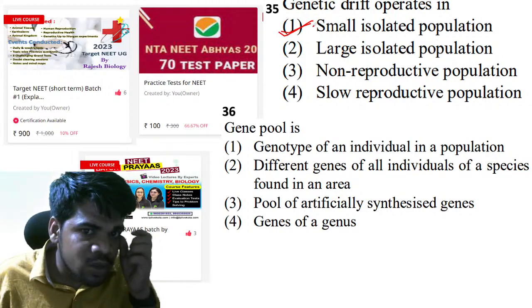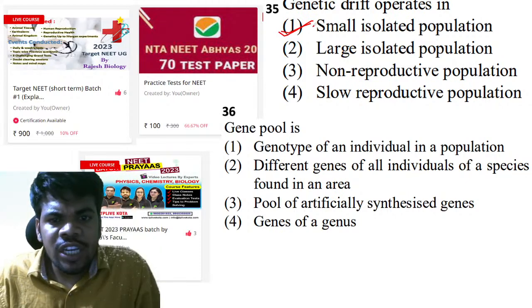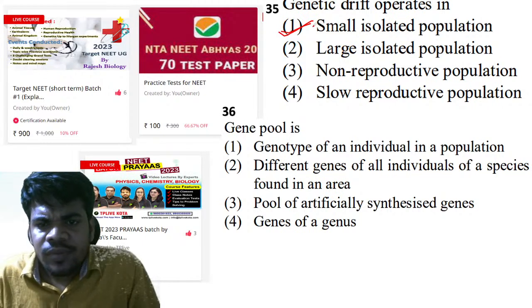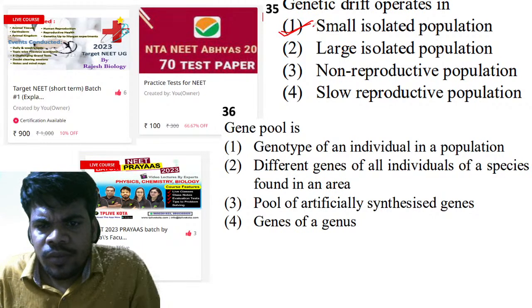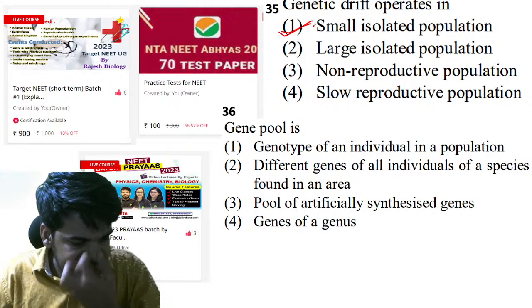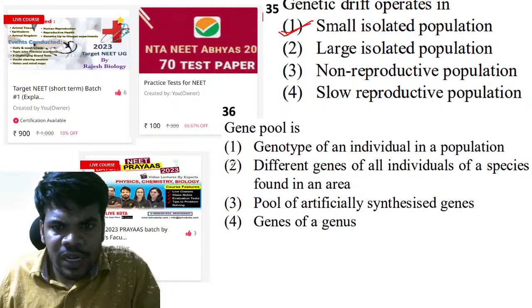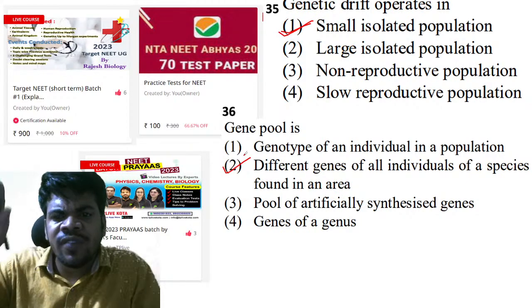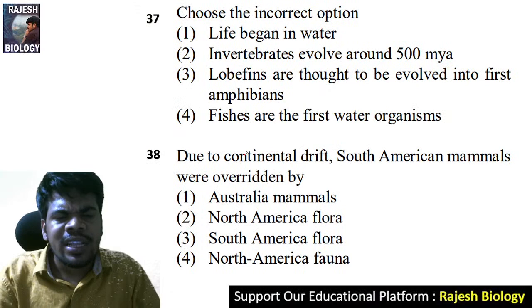Come to the 36th question. Gene pool means what? Yes, exactly. 36. Ganeshwari, you are right, and Chinnu, right? Different genes of all individuals of the same species found in the same area.